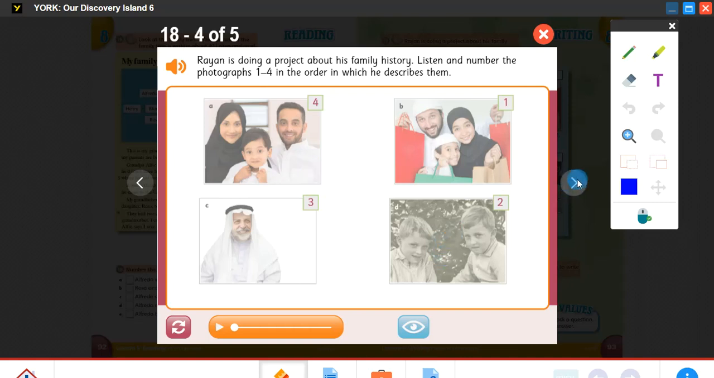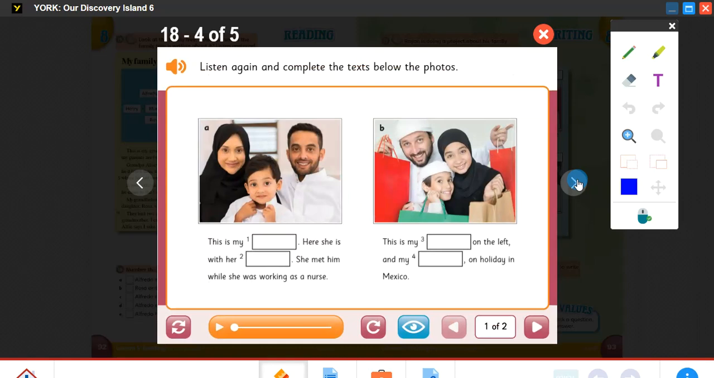Next activity. Listen again and complete the text below the photos. So now you're going to listen and complete. So write the correct word as you hear it. When you hear the word, you write it in the correct space. The correct word in the correct space.